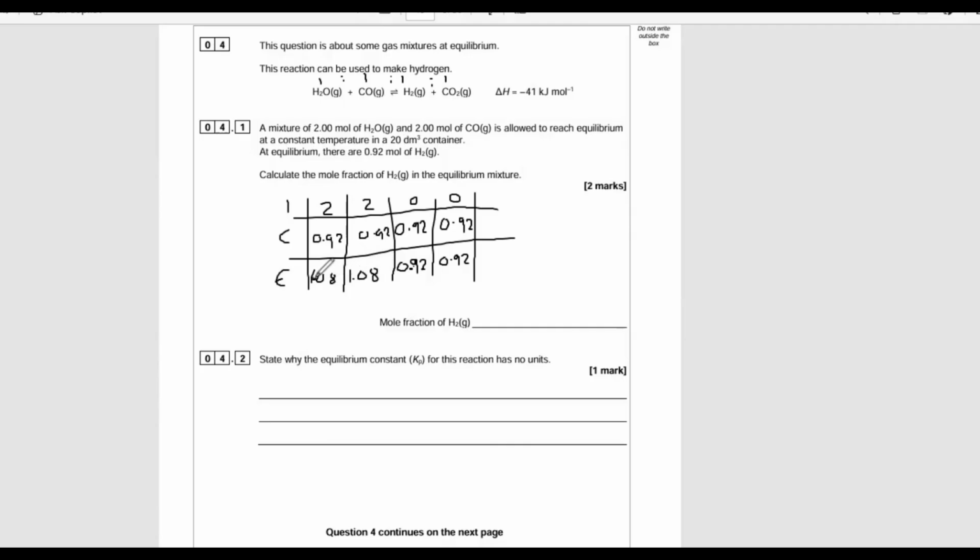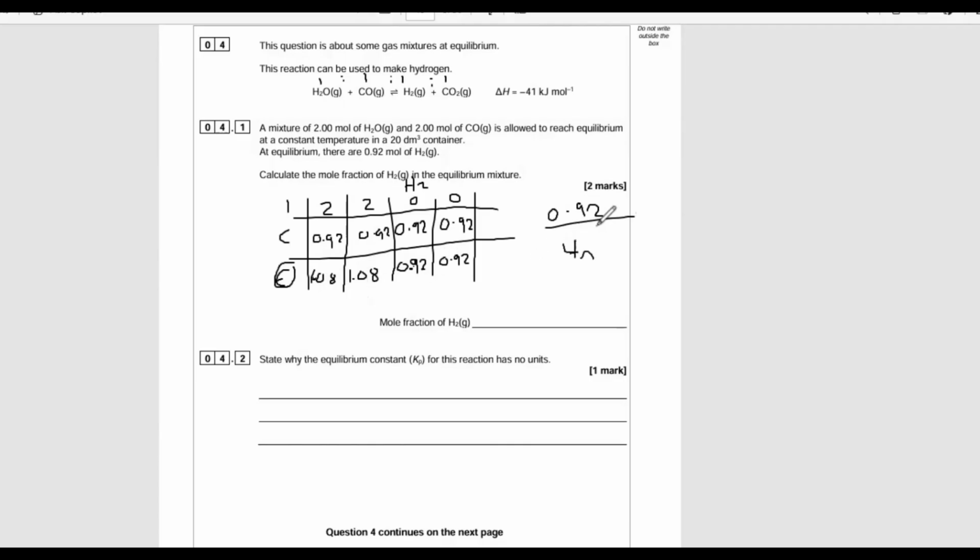So we need to work out the mole fraction, and it is of hydrogen. How much of the total at equilibrium is the hydrogen? Well, I need to do 0.92, because that's how many moles of hydrogen we have at equilibrium, over the total moles. If I go 0.92 plus 0.92, 1.08, 1.08, if you take those two 0.08s and add them there, we're going to get 1, 2, 3, 4 moles.